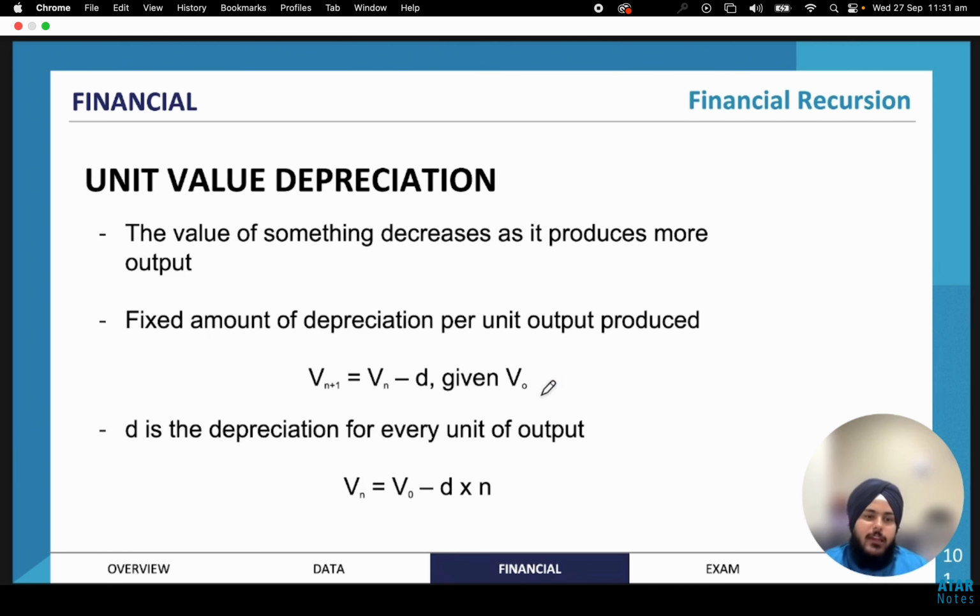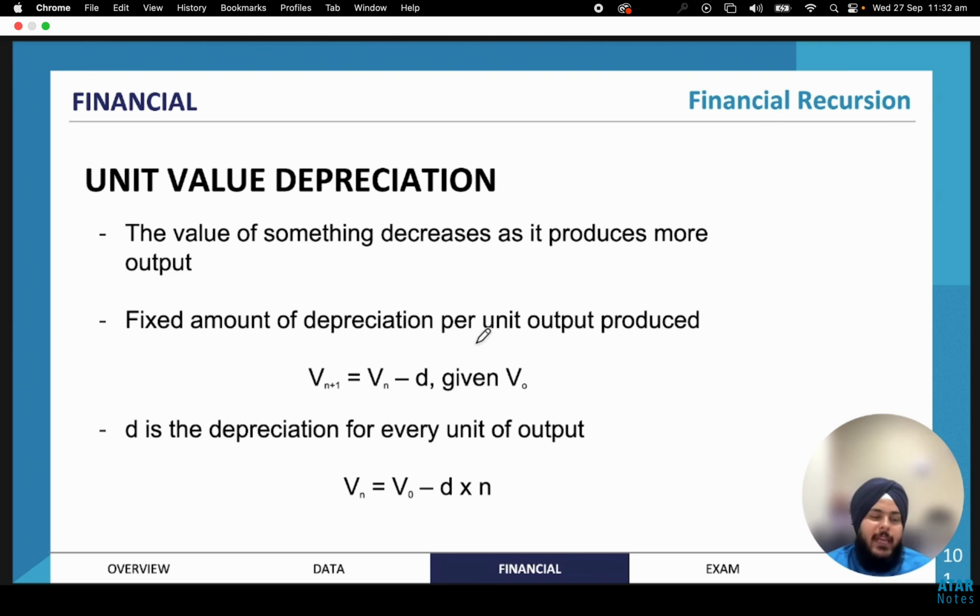Just an example. Now we'll look at unit value depreciation. This is where instead of it decreasing by a flat rate every year, regardless of how much you've used it, it's going to decrease depending on how much you've actually used the specific product. Let's just say you've used a printer a lot more than someone else. Their printer might hold a lot more value as opposed to your printer because you've used it a lot more often. So unit value depreciation will depend on how much you've used the particular item.